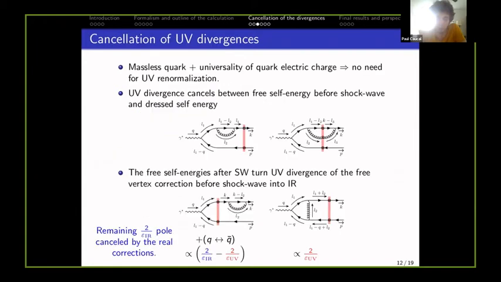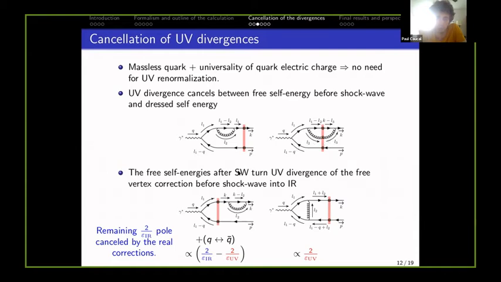All right, so let me show how the UV divergences cancel together. First of all, at this order of perturbation theory, there is no need for UV renormalization, so we do not expect any UV divergence left, even if, for a given diagram, we may see a UV pole. We have a UV pole for the free self-energy before the shockwave. We also have a UV pole for the dressed self-energy which crosses the shockwave. But when you add them together, they cancel exactly. And similarly for the anti-quark self-energies, either free before the shockwave or dressed crossing the shockwave.